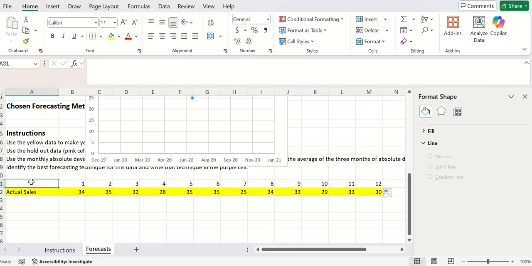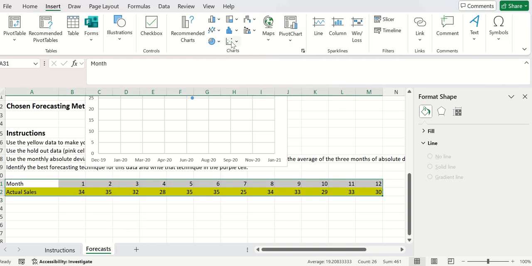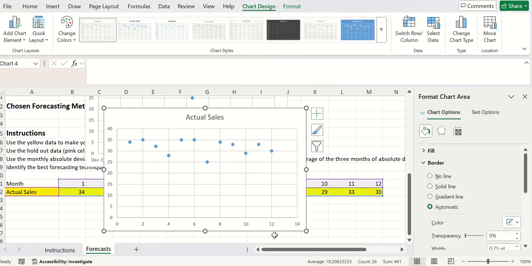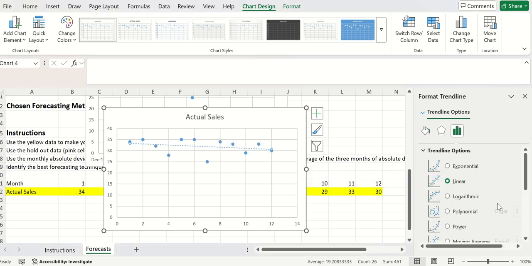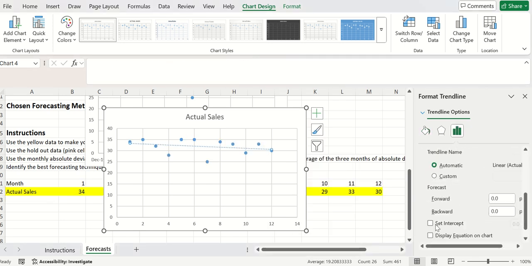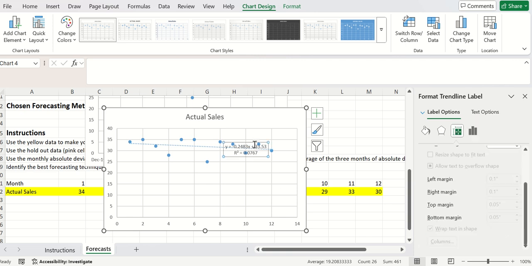Now, this is month. And if I take this and put in an insert chart, it looks very similar, right? I mean, it's the same pattern. If I right click, add a trend line, make sure it's linear. I want the equation and the R-squared.